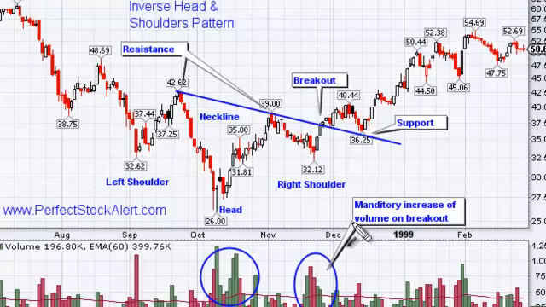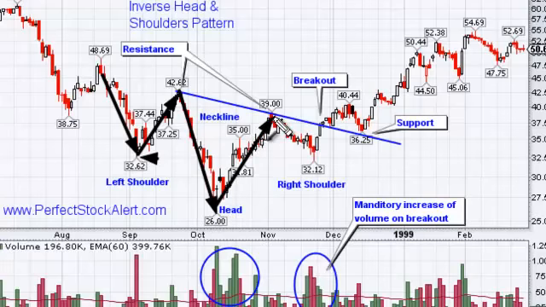In this particular case, at the bottom, we have an inverse head and shoulders pattern. First shoulder, or the left shoulder, right here. Okay, comes up here. The head goes lower than the previous low point. Right here was the previous low point, left shoulder. And now we have the head going lower. You have to have that. Okay. And then you have the right shoulder formation.